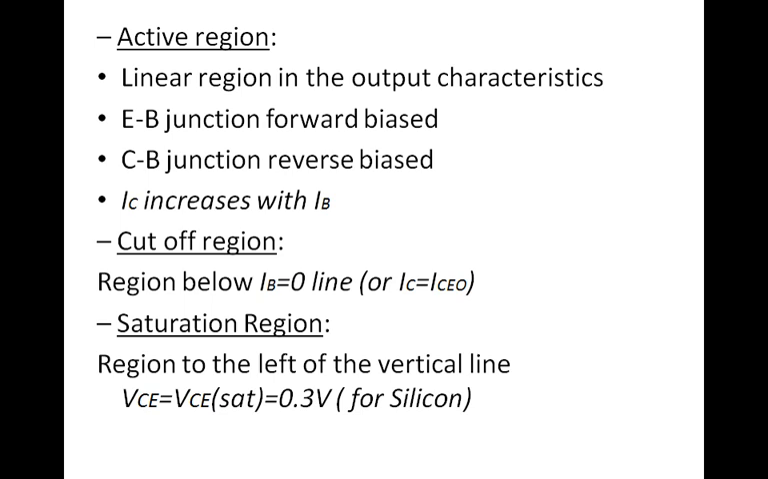Cutoff region: here both junctions are reverse biased, so the region below the IB equals zero line. And saturation region: here both junctions are forward biased, so the VCE sat equals 0.3 volts for silicon. The collector to emitter saturation voltage is 0.3 volts.